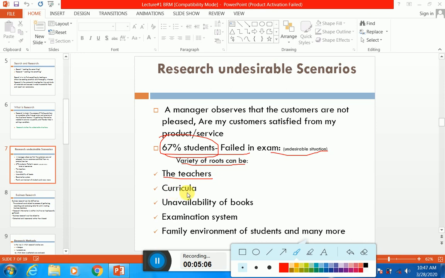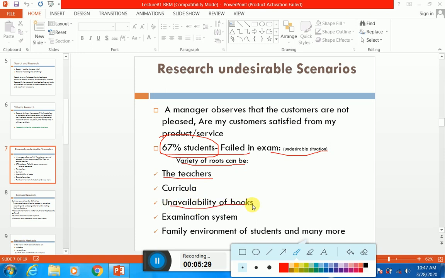Another thing, curriculum, course outline. Might be your course outline is too tough. Might be the course outline is too lengthy. Might be the course outline was so tough. That could be a reason. Half of the course outline was completed. It can be a reason.